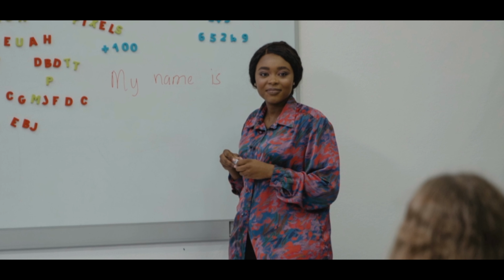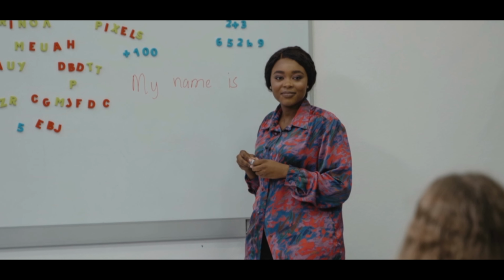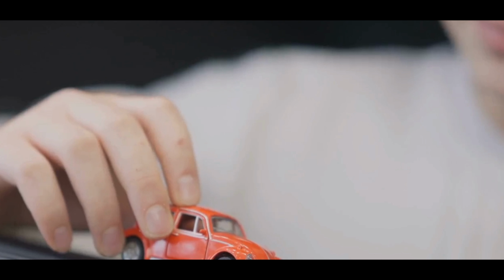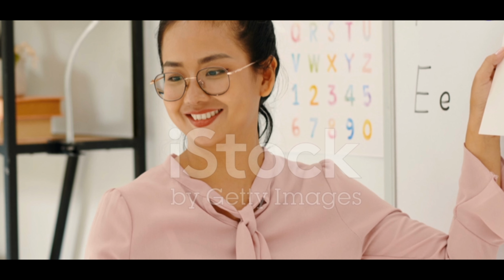Another mistake is putting adjectives after the noun they describe. In English, we usually put adjectives before the noun. So instead of saying a car red, we say a red car. It's the little things, you know.